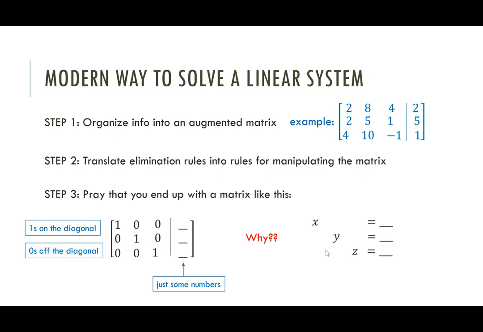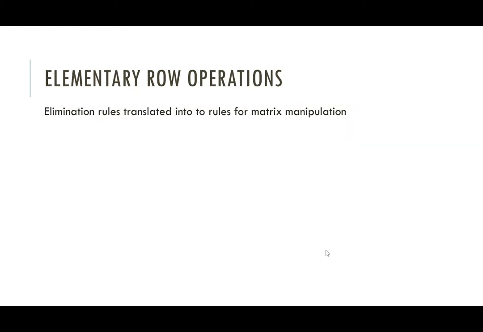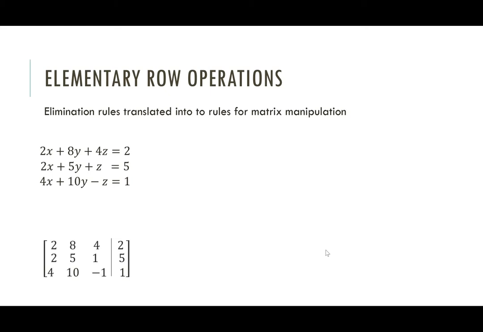Okay, so let's really dig into step 2 and translating rules of elimination into rules for manipulating a matrix. These translated elimination rules are called elementary row operations. So we've got our system. Remember, step 1 of solving it in the modern way is to matricize it. And now let's go through and say, if we have an elimination rule, what is the matrix manipulation rule?